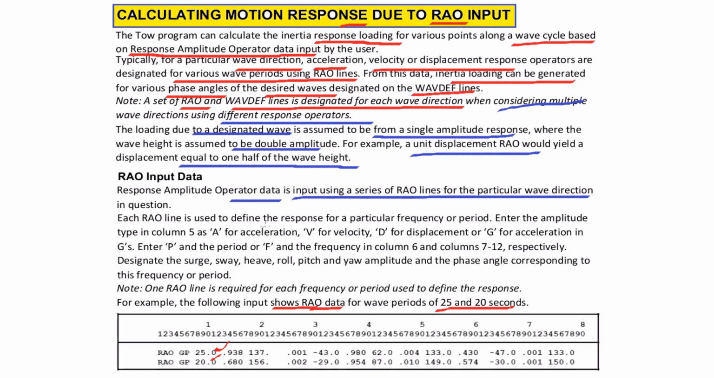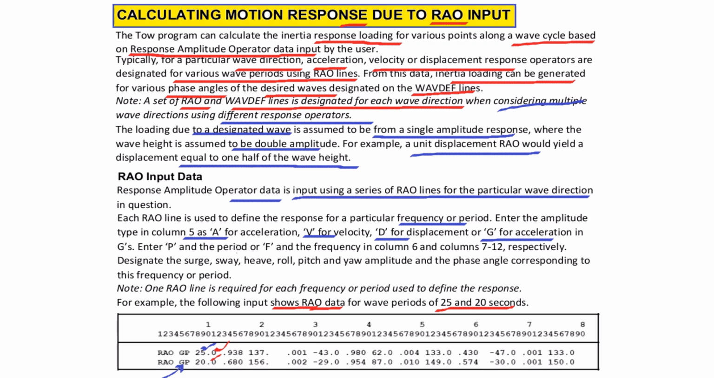An RAO line is used to define the response for a particular frequency or period. Enter the amplitude type in column A as A for acceleration, or V for velocity, D for displacement, or G for acceleration. So here we are giving G. G is the acceleration. So these are accelerations.